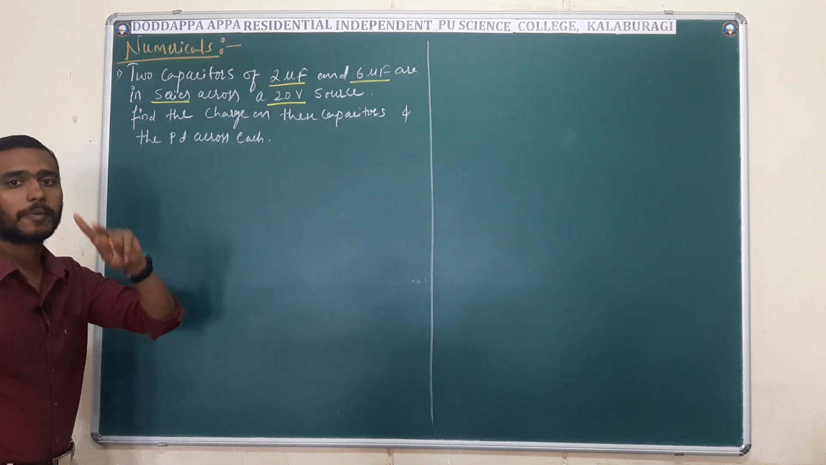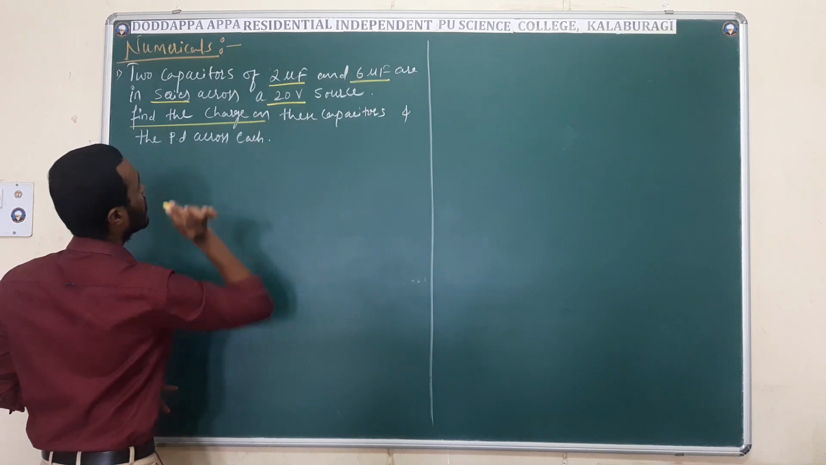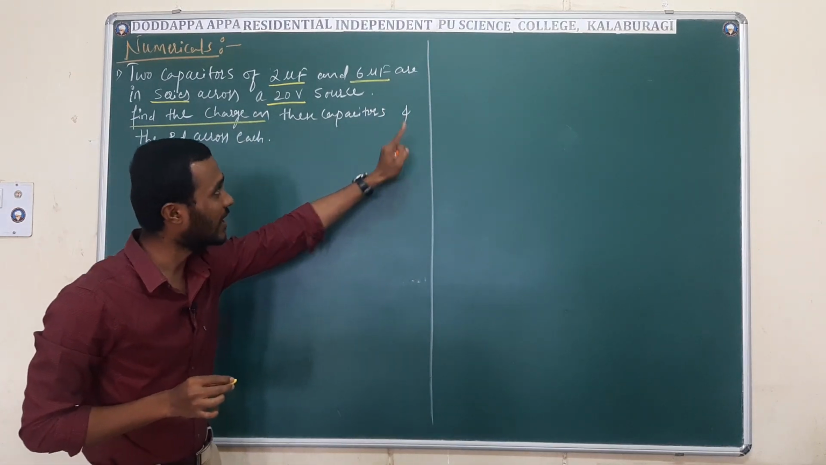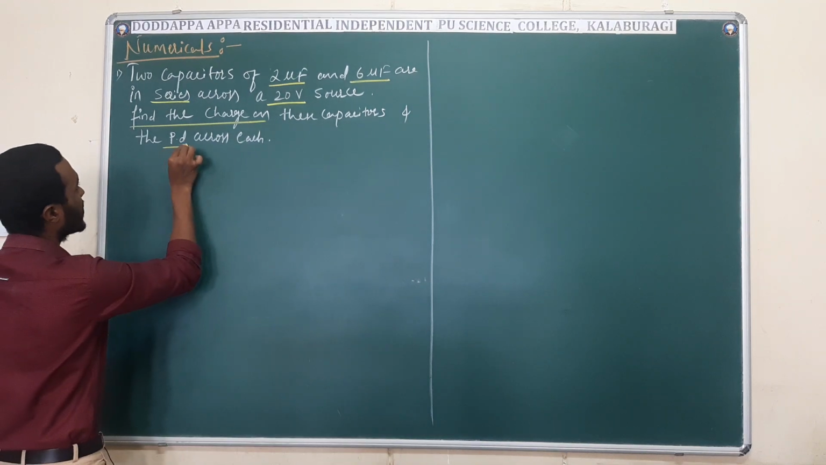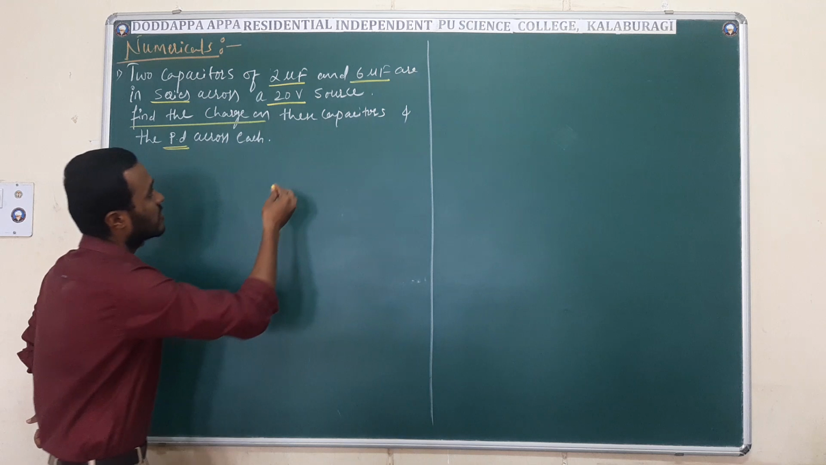Find the charge on the two capacitors, along with the potential difference across each capacitor. Let us see.